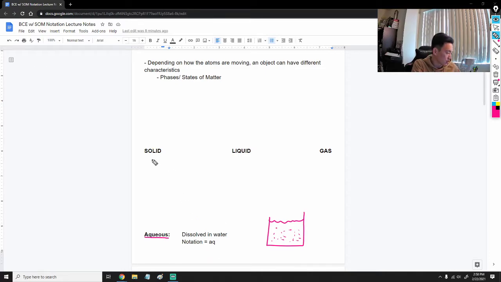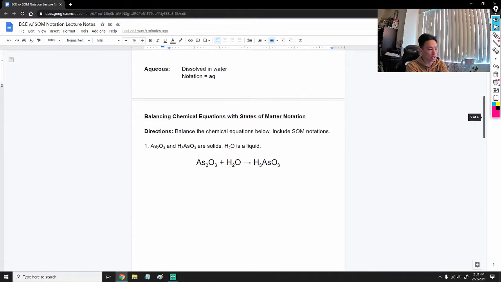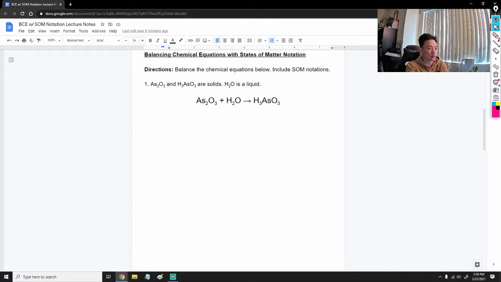So I forgot to mention it earlier, but for solids, the symbol that we're going to be using is S, obviously, and for liquid, L. I'm going to do it cursive just so it doesn't look like a 1. And the notation for gas is G. And when a chemical is aqueous, we're going to denote that as AQ. So keep these four things in mind: solid, liquid, gas, and aqueous, because that's what we're going to be using in our balancing chemical equations. All right, so let's continue doing balancing chemical equation examples, but this time with state of matter notation.